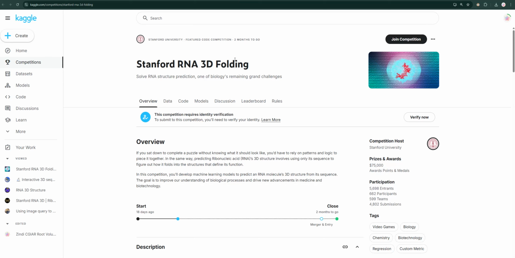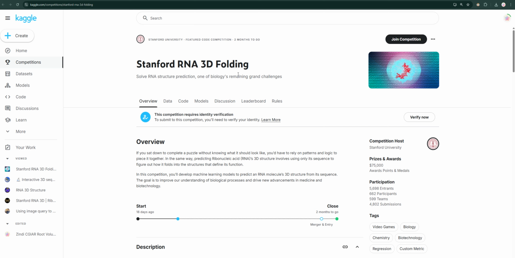Today we're diving into something absolutely fascinating from the intersection of deep learning and computational biology, the Stanford RNA 3D folding competition on Kaggle. If you've been following breakthrough AI developments in biology, you might have heard about AlphaFold revolutionizing protein structure prediction. Well, today we're looking at something similar, but for RNA molecules, which are equally critical for life.